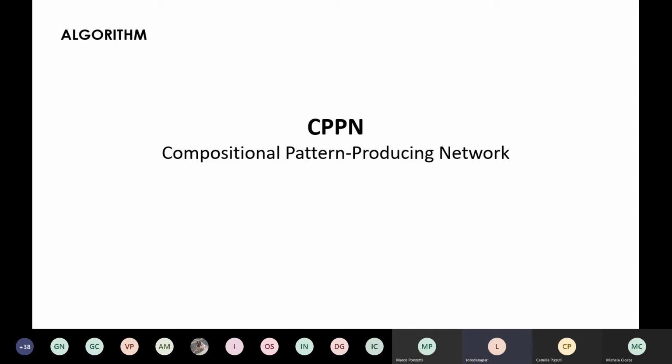In this case, the algorithm that they used is called CPPN, which means compositional pattern producing networks. CPPNs are algorithms that, through mathematical and Gaussian functions, allow simulating the complexity of an organism in nature in a computer algorithm. In fact, they create a network with which it is possible to analyze all of the mutations of the population.